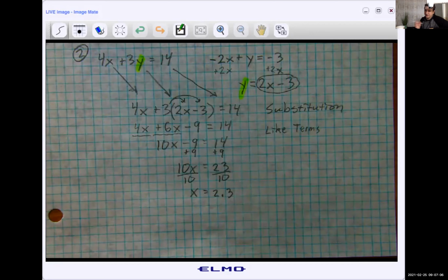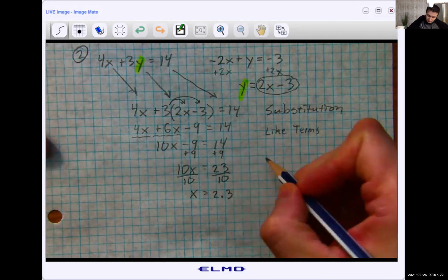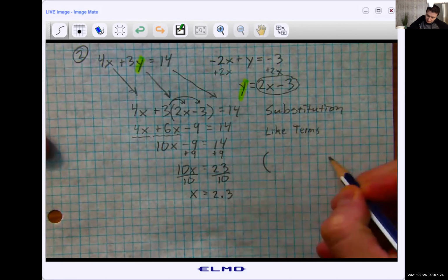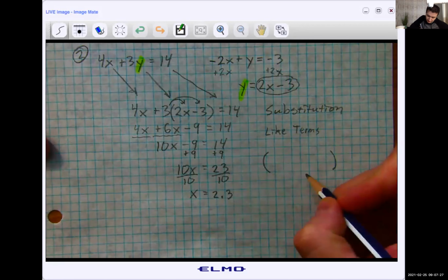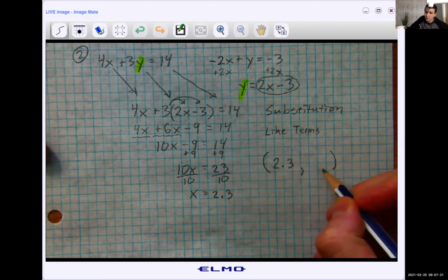All right, what should we do next? We're not done. Some people think we're done here. Okay. And you know what, everyone, I want you to do this though. In my class, it's really going to be helpful if you do this. Start to make your ordered pair and fill in what you know. That way it reminds you that you still have to find the y, okay?